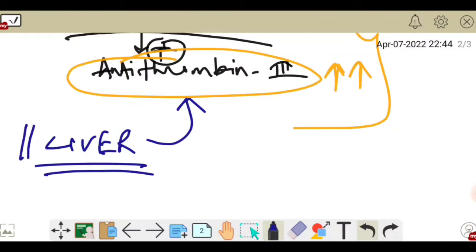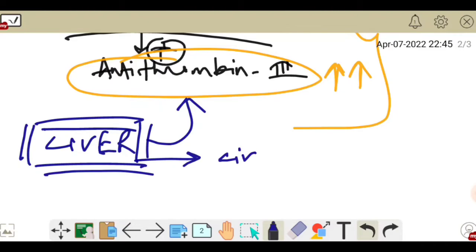If the liver gets damaged in any case, then there is a chance that the liver will not be able to make this protein. So if the body is deficient of antithrombin 3, then if that person is administered heparin, it will not be able to function. So it is useless to administer heparin in this kind of patient. Let's take one example, liver failure.